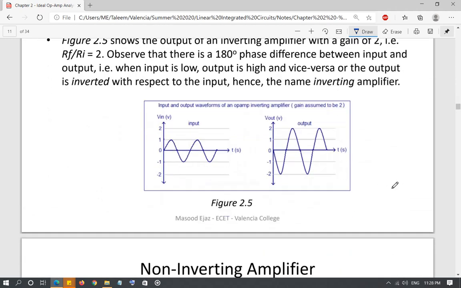This is a diagram that shows you that if this is the input of the amplifier and the closed loop gain of the amplifier is assumed to be 2, then the input peak value is 1, the output peak value will be 2, and the phase of the output will be opposite with respect to input. So when input is high, output will be low, and vice versa.